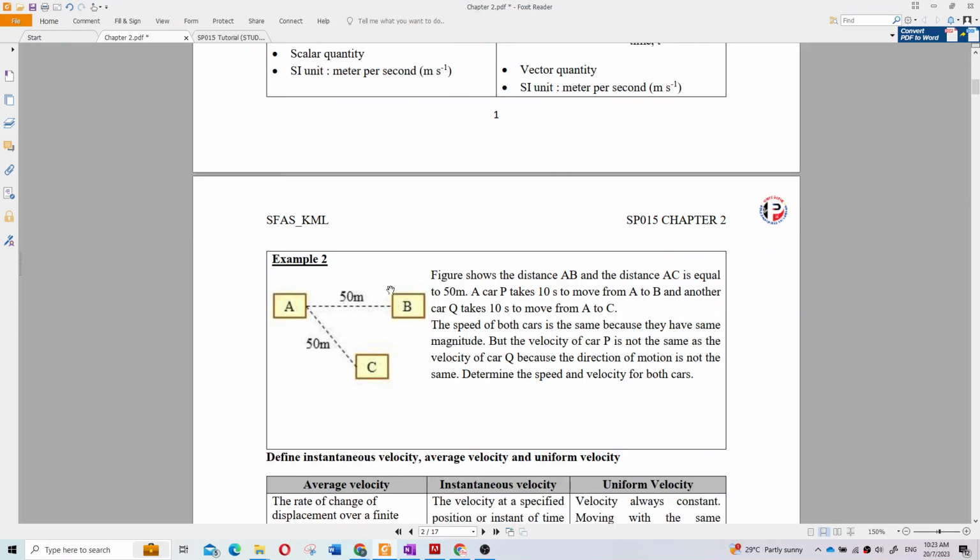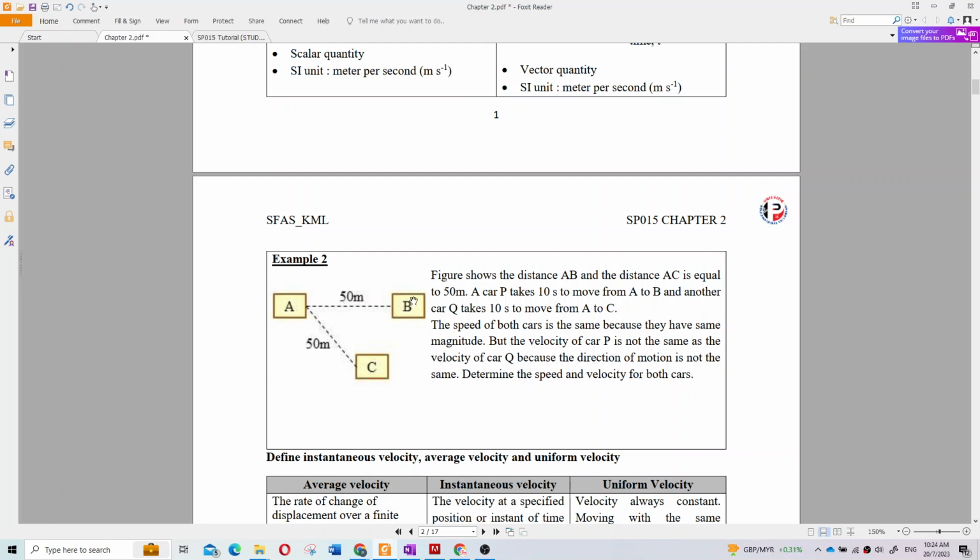Now let's look at this example. The figure shows that distance AB and distance AC are equal, 50 meter each. Car P takes 10 seconds to move from A to B, and another car Q takes 10 seconds to move from A to C. The speed of both cars is the same because they have the same magnitude, but the velocity of car P is not the same as the velocity of car Q because the direction of motion is not the same. Determine the speed and velocity for both cars.